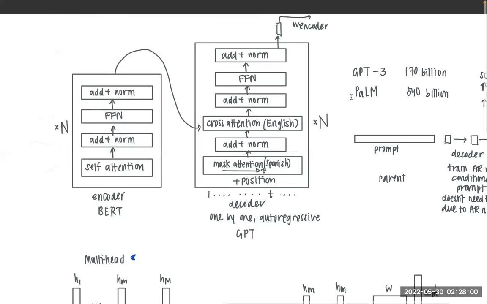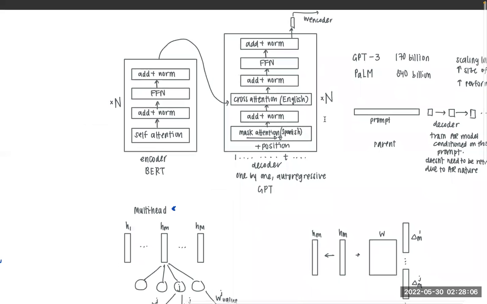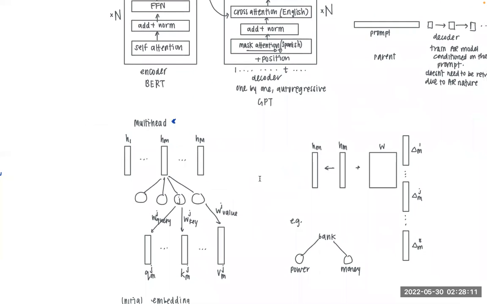So that's the basic idea. And so before we talk about the decoder, maybe I need to mention two elements that we haven't covered. One is multi-head. So far we have talked about a single weight matrix for query, a single weight matrix for key, a single weight matrix for value, so that for each vector HM, we have a single query vector, a single key vector, a single value vector, right?